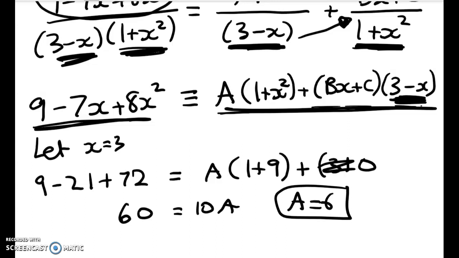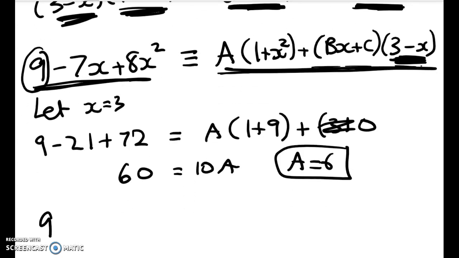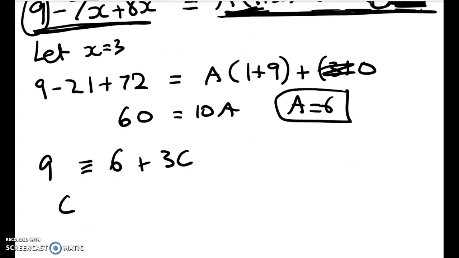Now I've done my substitution, I'm going to start by doing some matching up. So the first thing I'm going to match on is the constant. 9 has got to equal A times 1, so 6, plus the constant in here is coming from the 3 times the C. So 6 plus 3C. That gives me C is equal to 1.